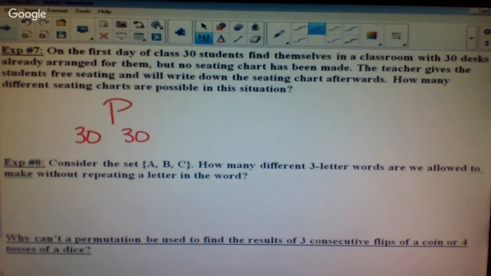Okay? Why is this a permutation? Because it says 30 students, 30 desks. That has nothing to do with it being a permutation. Because once they sit, he writes down where they're sitting. Once Trey sits here, I can't put Sophia on top of Trey. The desk is one person. You can't share a seat.